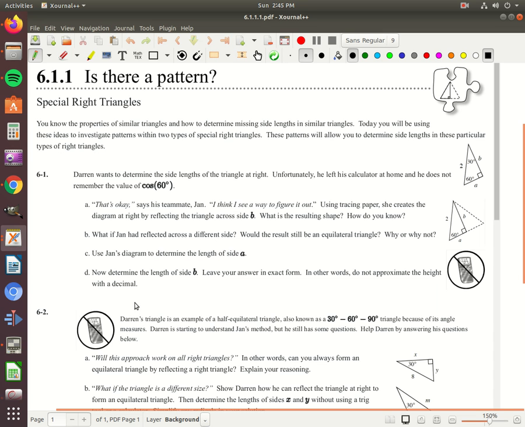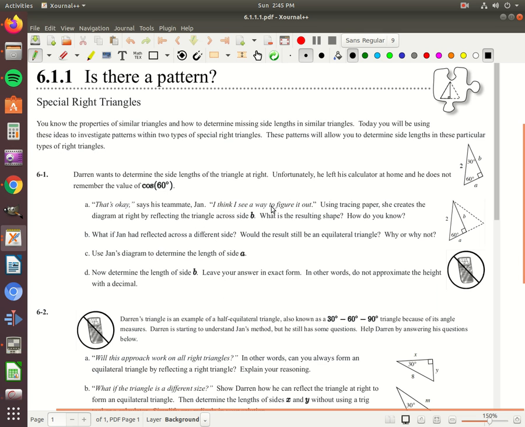So this is chapter 6, day 3, special right triangles. But now we're going to do the 30, 60, 90. And again, I just kind of prefer doing the 45s first. I think they're easier. Once you get an idea of what it is you're talking about, the jump to 30, 60 is not as big.